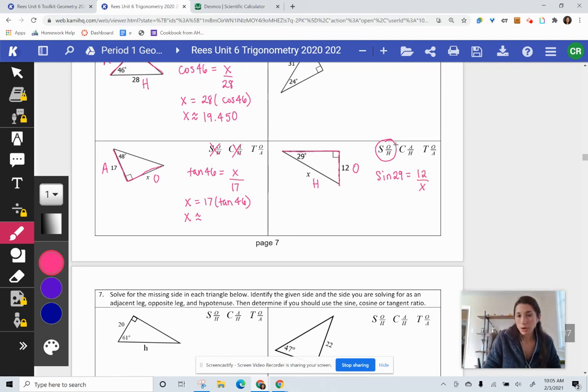Now if we do a cross product, x is multiplied to sine 29, and that's going to equal 12, which would be multiplied to 1. So this one you're actually going to have to divide both sides by the sine of 29 to get x by itself. So you're going to get an approximation for that once you type in 12 divided by sine 29 in your calculator.